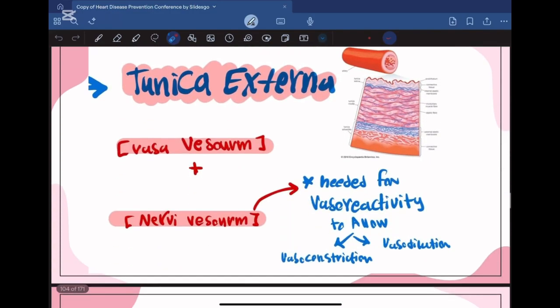Moving on to the last layer, the tunica externa, which contains vasa vasorum and nervi vasorum. Vasa vasorum, from the name, means the vessel of the vessel. So it will give nourishment to the last layer, the tunica adventitia. Okay. Now this is very very very important.